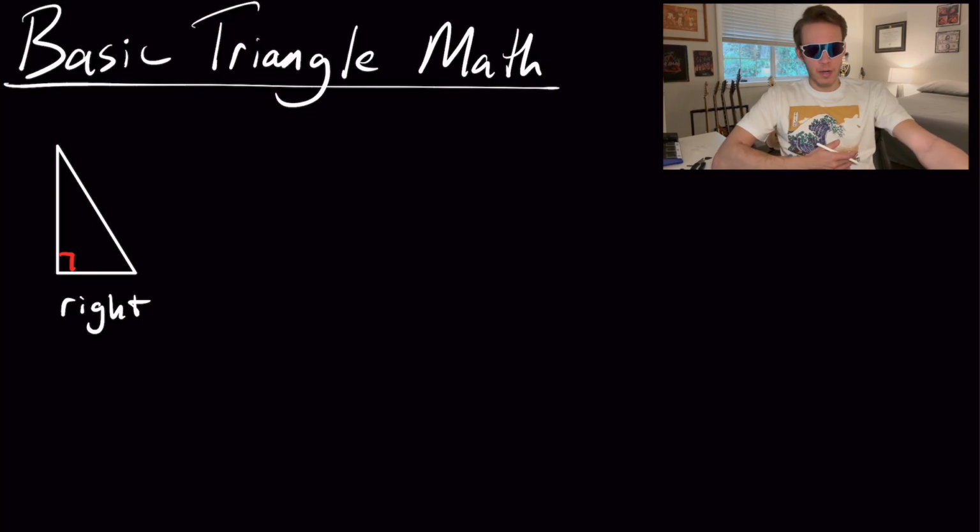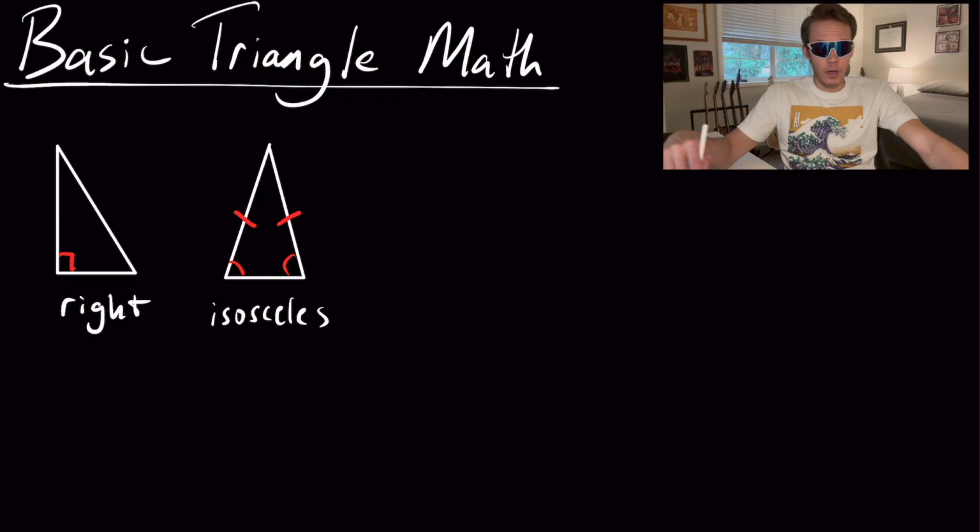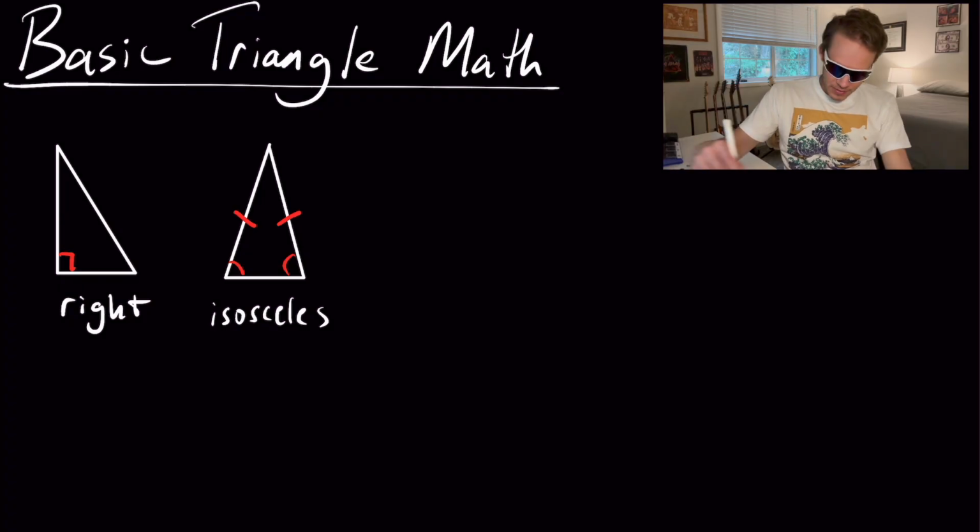We already know about right triangles, right? They are triangles that have a right angle in them. And I have one pictured right here. That is a right triangle. Another type of triangle is called an isosceles. And the special thing about those is that two sides are the same length.